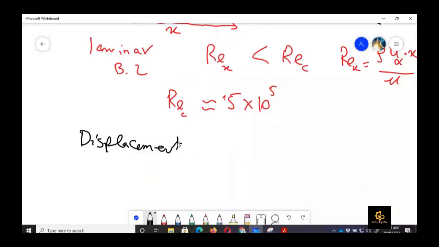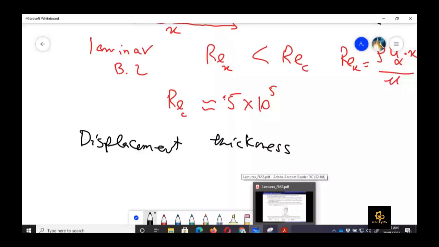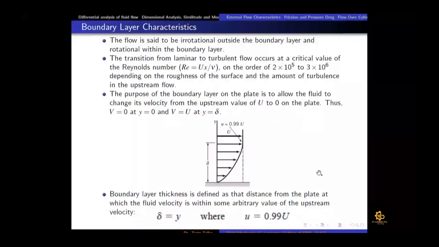So what is displacement thickness? There is another parameter we will define after displacement thickness. Let me explain what displacement thickness is. Why do we need to define displacement thickness once we have got boundary layer thickness? Because this 99% is a very arbitrary value, so it doesn't reflect the true nature of the effect of the boundary layer.